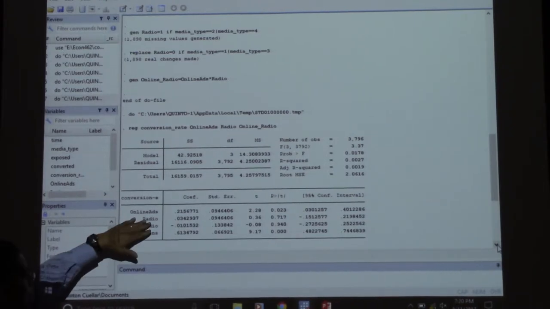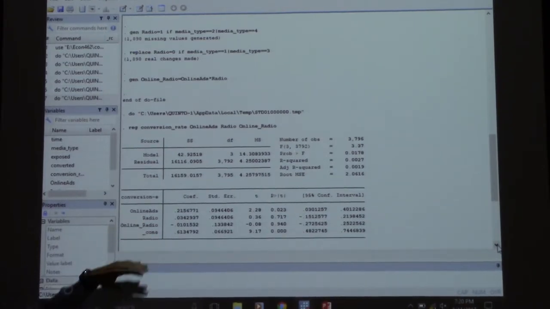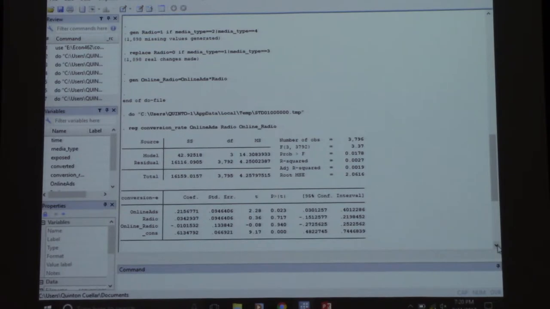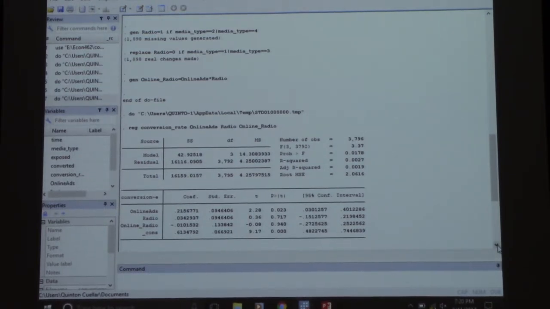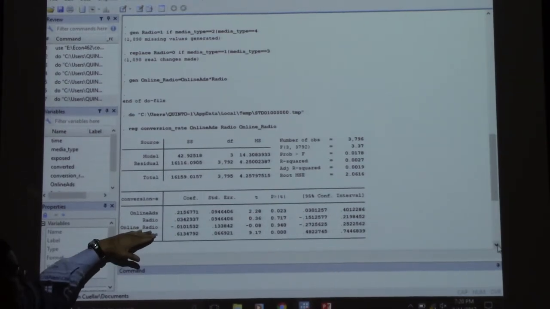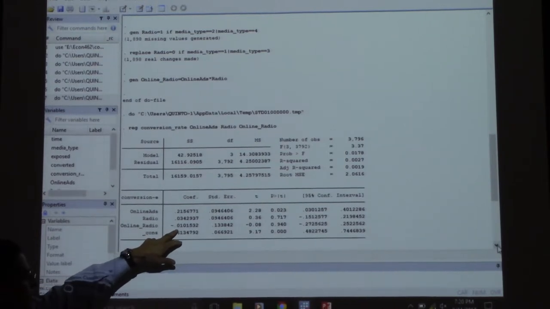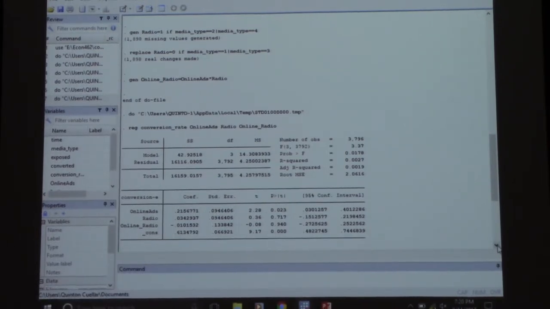It's the same thing with radio. Radio includes all those that were exposed to the radio ad, including those that were exposed to the online ad, as well as those that weren't exposed to the online ad. And that's a mouthful. And then our coefficient on the radio-online interaction is the effect of being exposed to both.